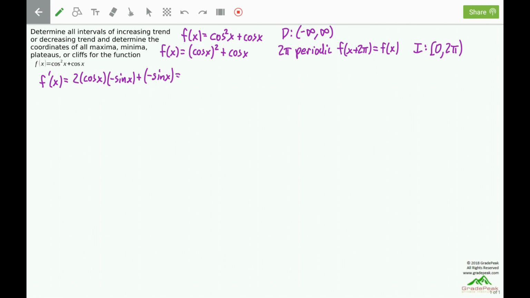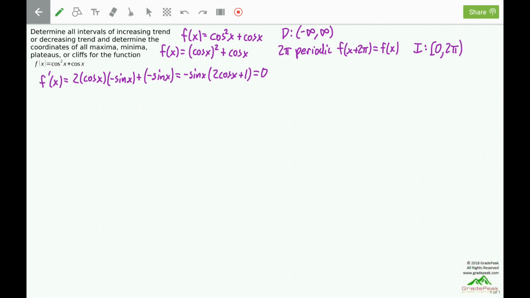We will want to fully factor the first derivative. There is a common factor of negative sine x. We will factor that out. It will leave behind a 2 cosine x plus 1. We can now set the numerator equal to 0 and the denominator, if there's one, also equal to 0, solve for all x's.